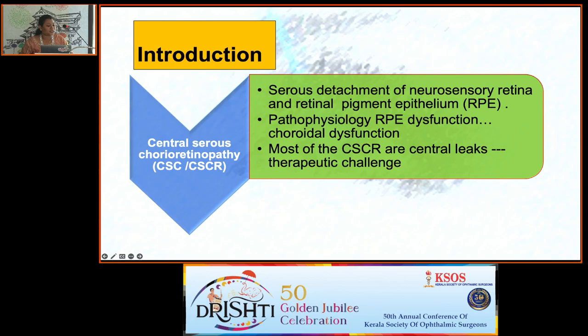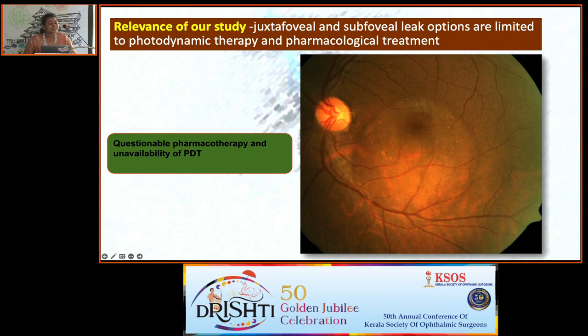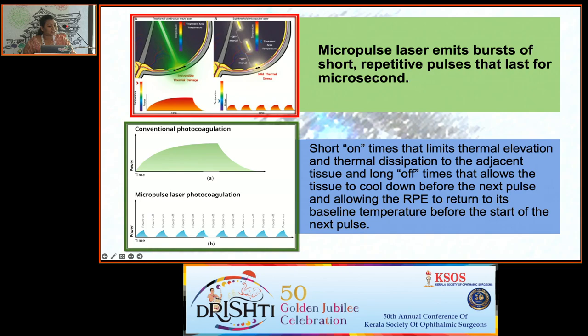Most of the CSCR are central leaks, so it is a therapeutic challenge. For juxtafoveal and subfoveal leaks, options are limited to photodynamic therapy and pharmacological treatment. The pharmacotherapy is questionable, and with the unavailability of PDT, here comes the relevance of our study. The micropulse laser delivers repetitive bursts of shots that last for microseconds. There is an on time and an off time: the short on time limits thermal elevation and thermal dissipation to the adjacent tissue, and a long off time allows the tissue to cool down before the next pulse.